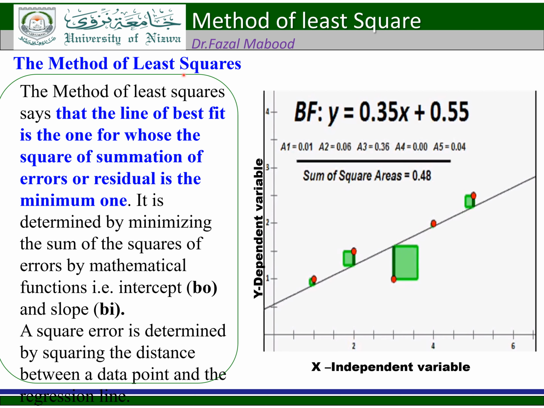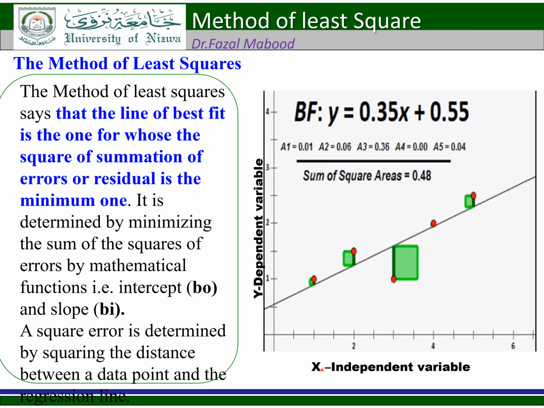The method of least squares. The method of least squares says that the line of best fit is the one for which the summation of square of error is the minimum one. Here in this diagram you see the regression line.